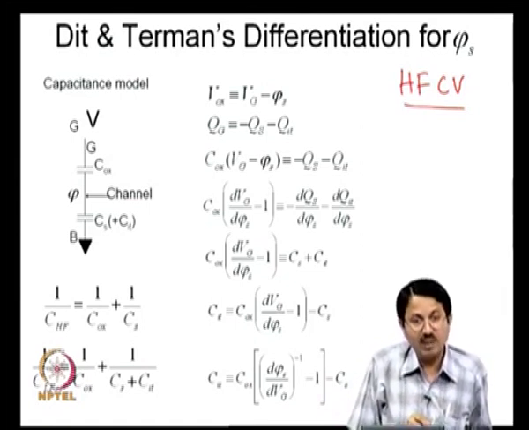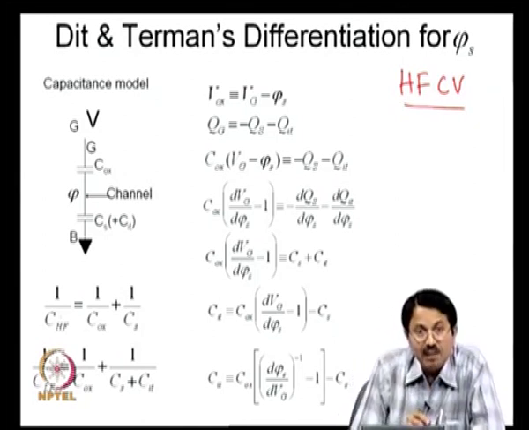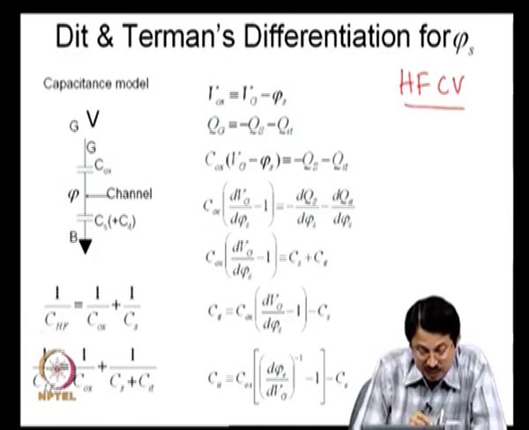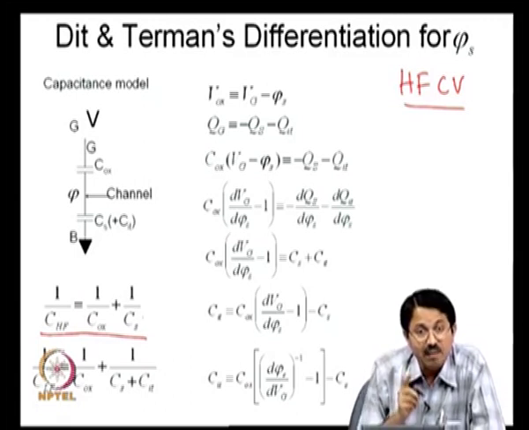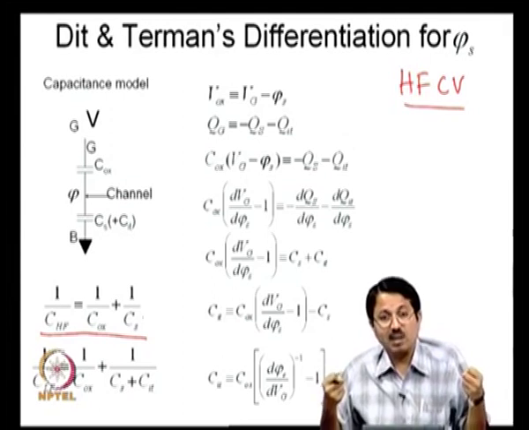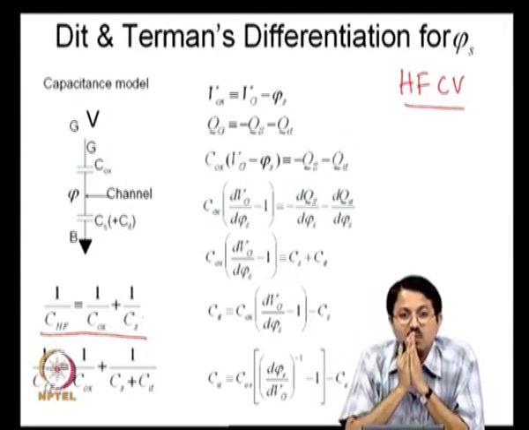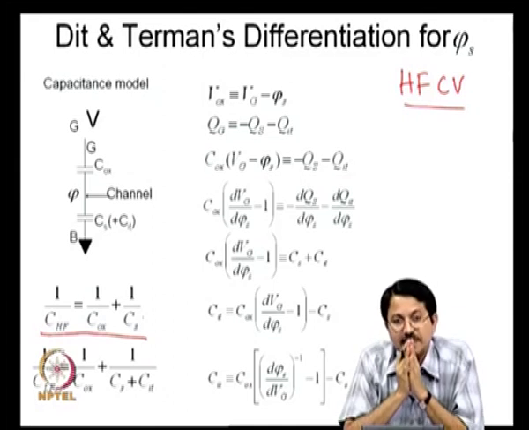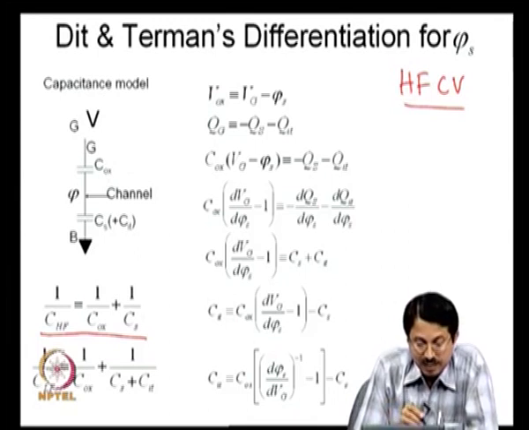On the other hand, in the low frequency it is Cs plus CIT which comes in series with Cox. So, in a high frequency CV measurement, just looking at this I do not have the DIT information. However, remember the stretch out of the high frequency characteristic gives me DIT information. So, what I need to find out is what is that stretch out. Okay. So, how do you do that?